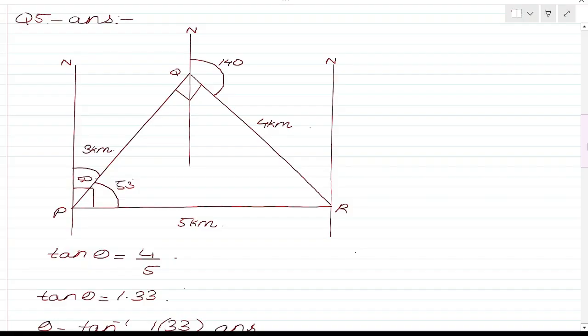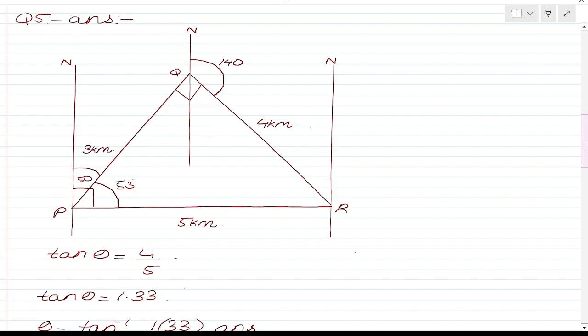And then we will choose a point. Let's say that point is Q. We will also extend the north line and the south line of that point if you want to do so. So that is our point Q. So now we know that this is 50 degrees. If we subtract 50 from 90, we will get the other angle which is inside, and that is 53 degrees.